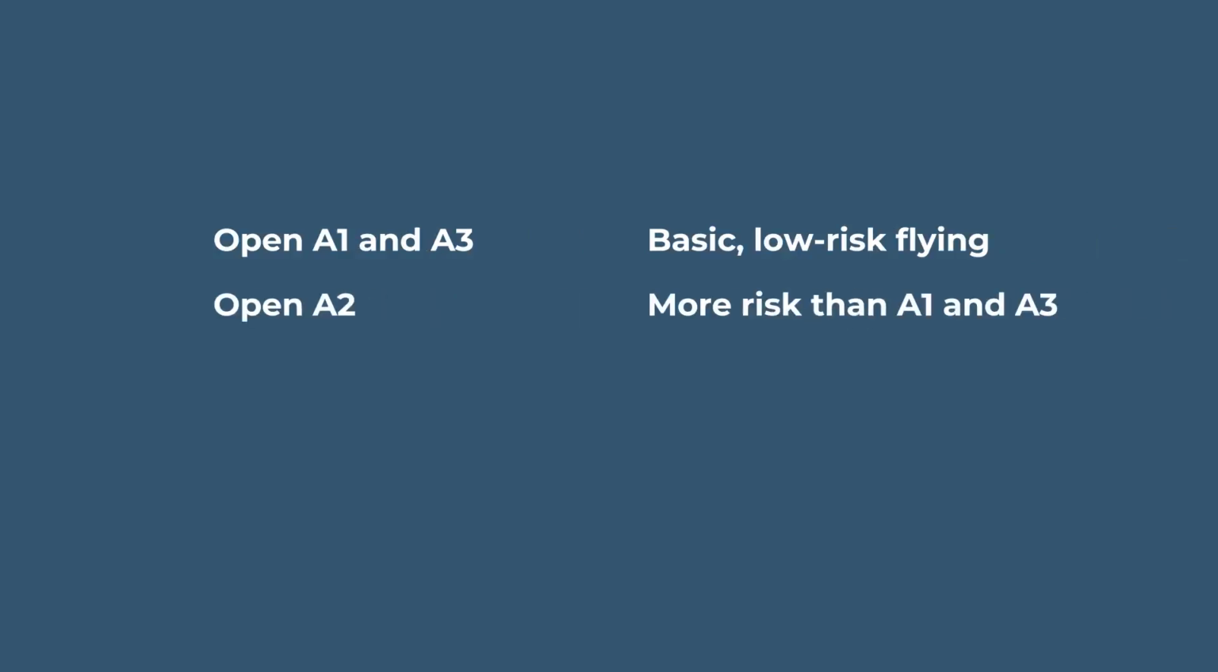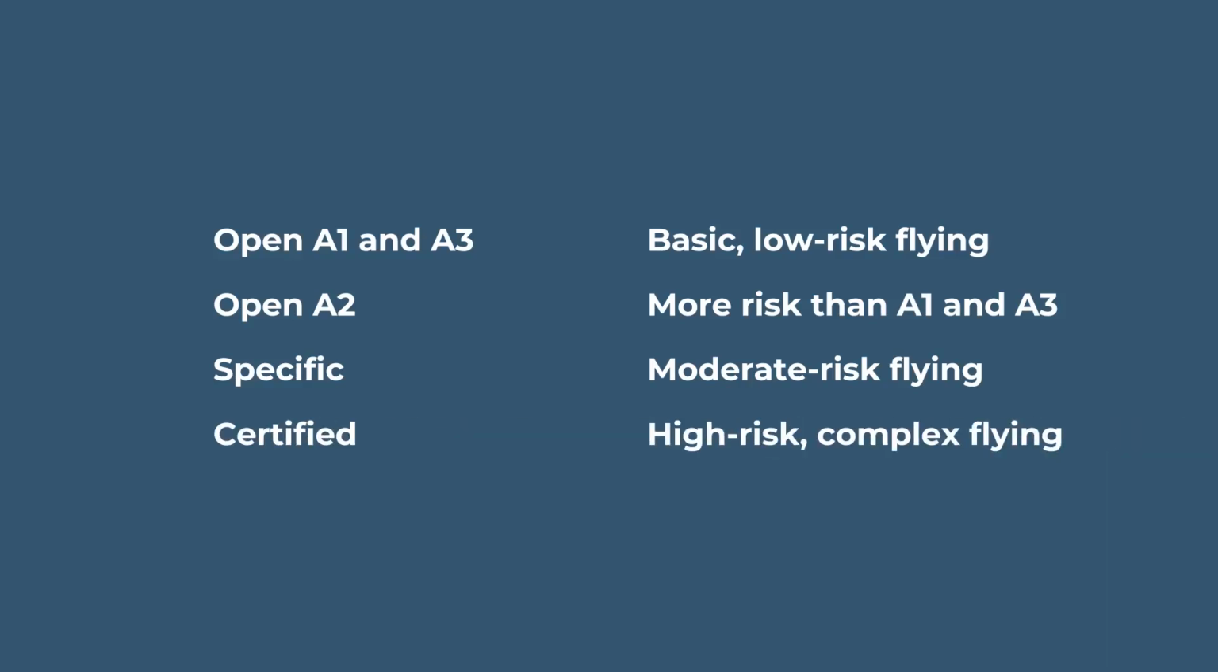The types of flying you do with your drone are known as operations. There are different categories of operations, and these categories determine things like where you can fly and how close to people and crowds you can fly. The four categories that we need to be aware of are Open A1 and A3, basic low risk flying, Open A2, which is more risk than A1 and A3, Specific, which is moderate risk flying, and Certified, which is high risk flying.